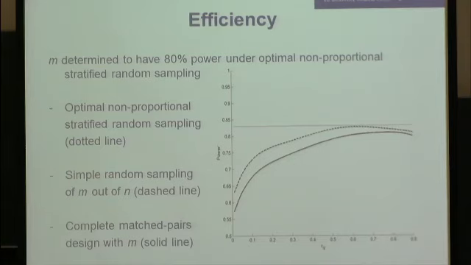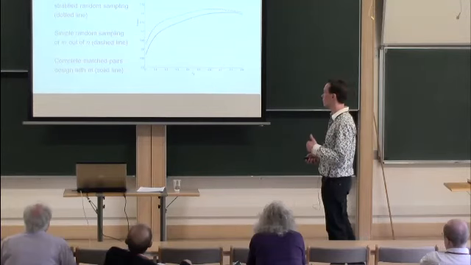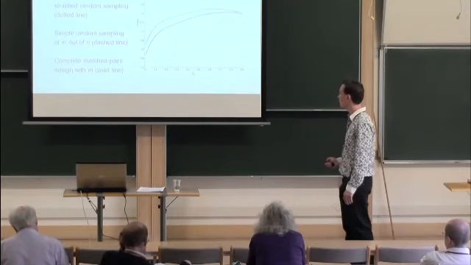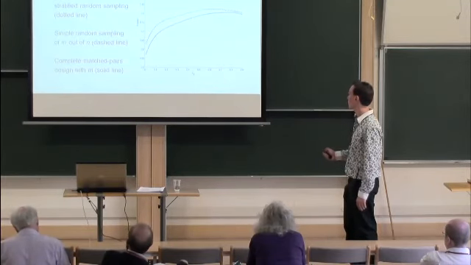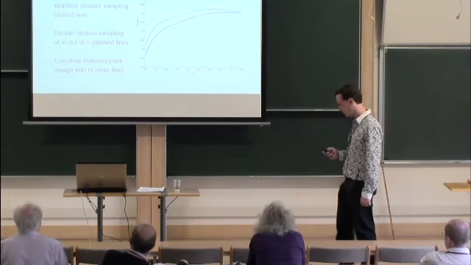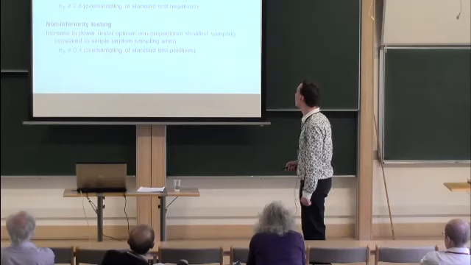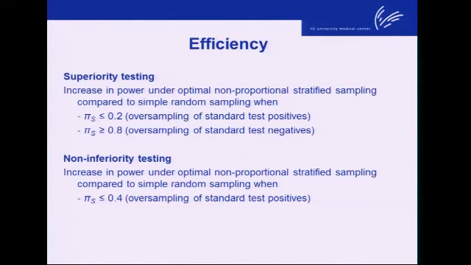Also here we examined to which extent there was an increase in power over a simple random sampling, and that there was a considerable increase, especially for positivity rates between 40%. So we found different sampling strategies to be optimal under the two types of testing, depending on whether you do non-inferiority testing or superiority testing.